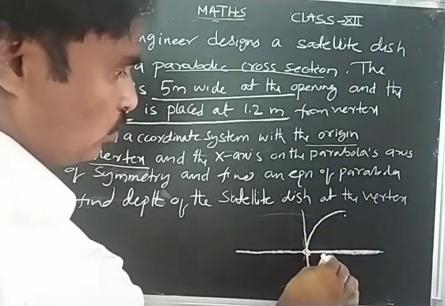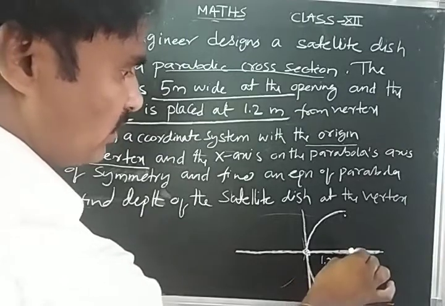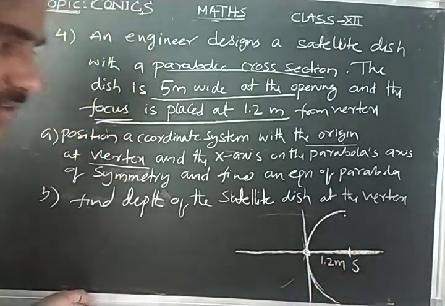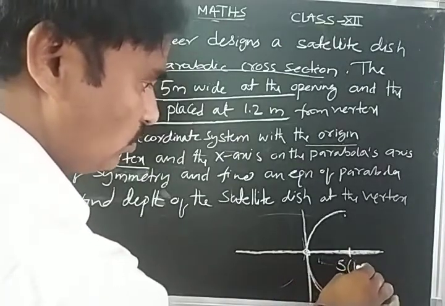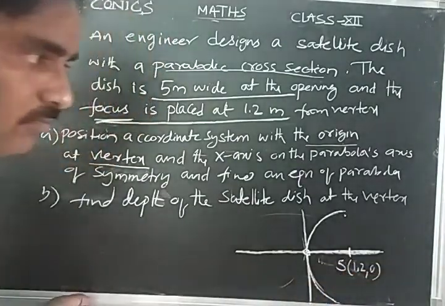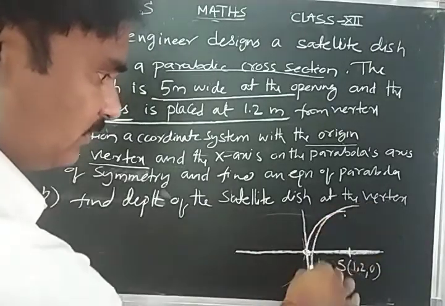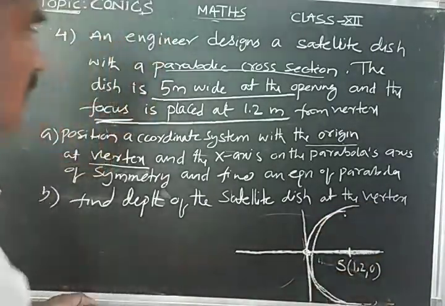Now at 1.2 distance from the vertex I am taking one focus S here. What are the coordinates of S now? S coordinates are (1.2, 0). Right, now this is the satellite.